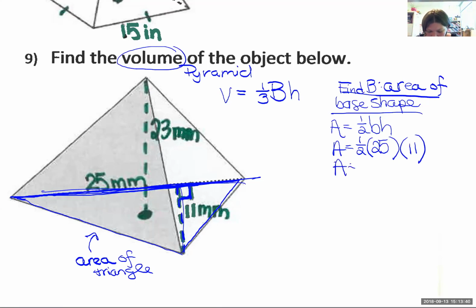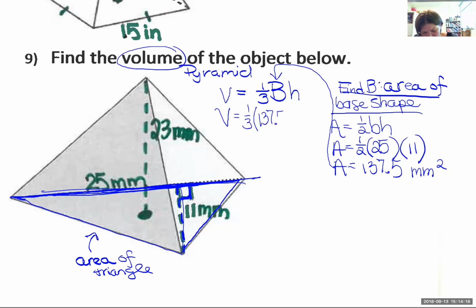Again, you can use your calculator, and I will do 1 divided by 2 times 25 times 11, and I get 137.5 for the area of my base shape. And of course, it would be square millimeters. Don't get so excited that you found the area of the base shape that you forget to go all the way. They asked you to find volume. So I need to take that area of a base shape and plug it in for the capital B, because that's what capital B means. So to find the volume, I'm going to take 1/3 times this number I just found, the area of the base shape, and then I'm going to multiply by the height.